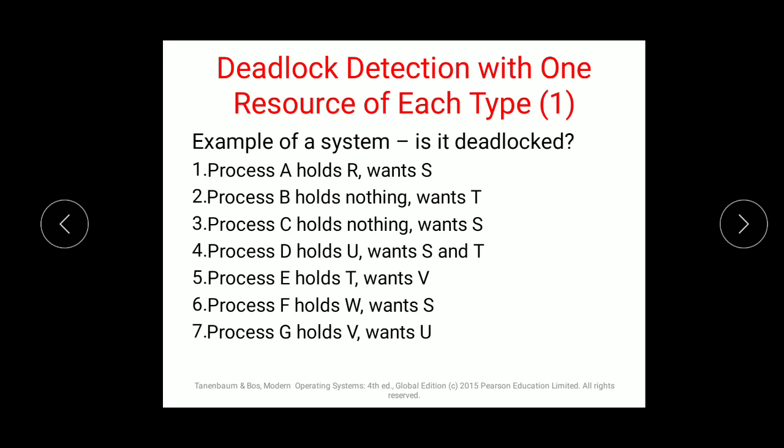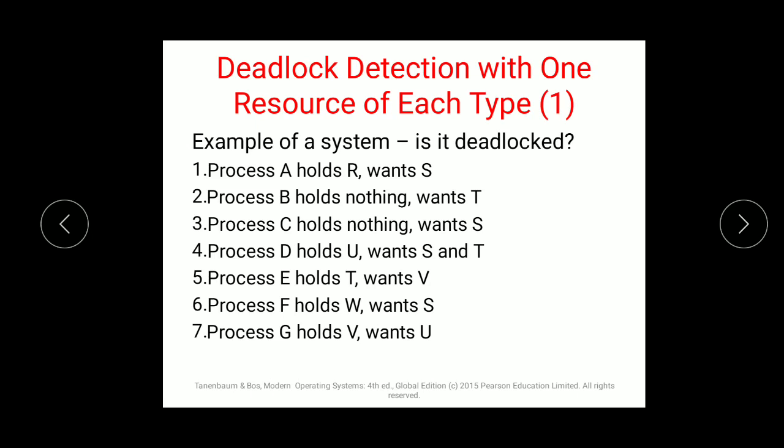Next, both the algorithms require overhead, including the runtime cost of maintenance. So these require a runtime maintenance cost, then the necessary information for executing the detection algorithm, and the potential losses inherent in recovering from deadlock. So financial losses, or we can say the natural losses of data, can be a reason for these deadlocks.